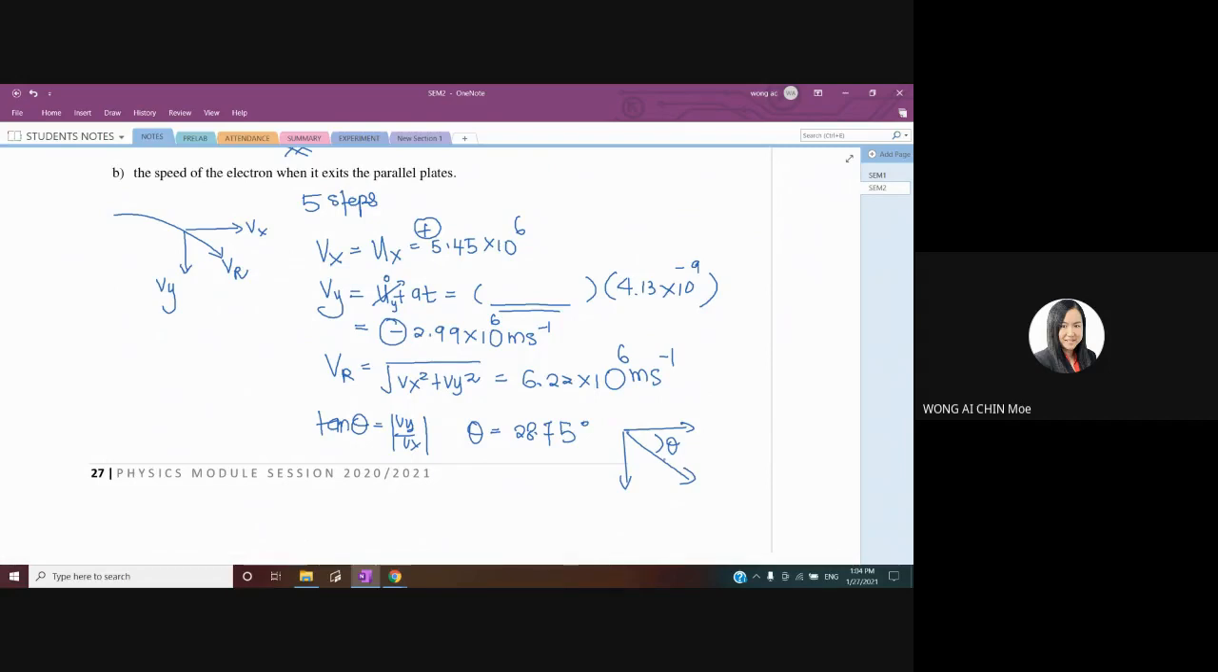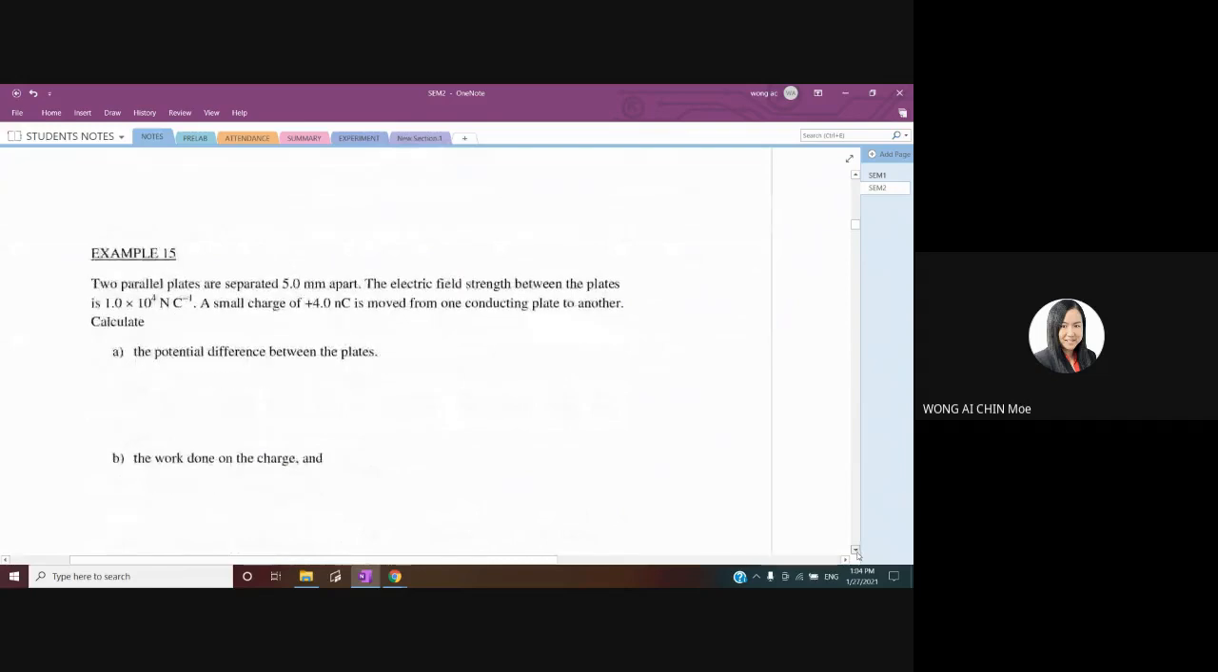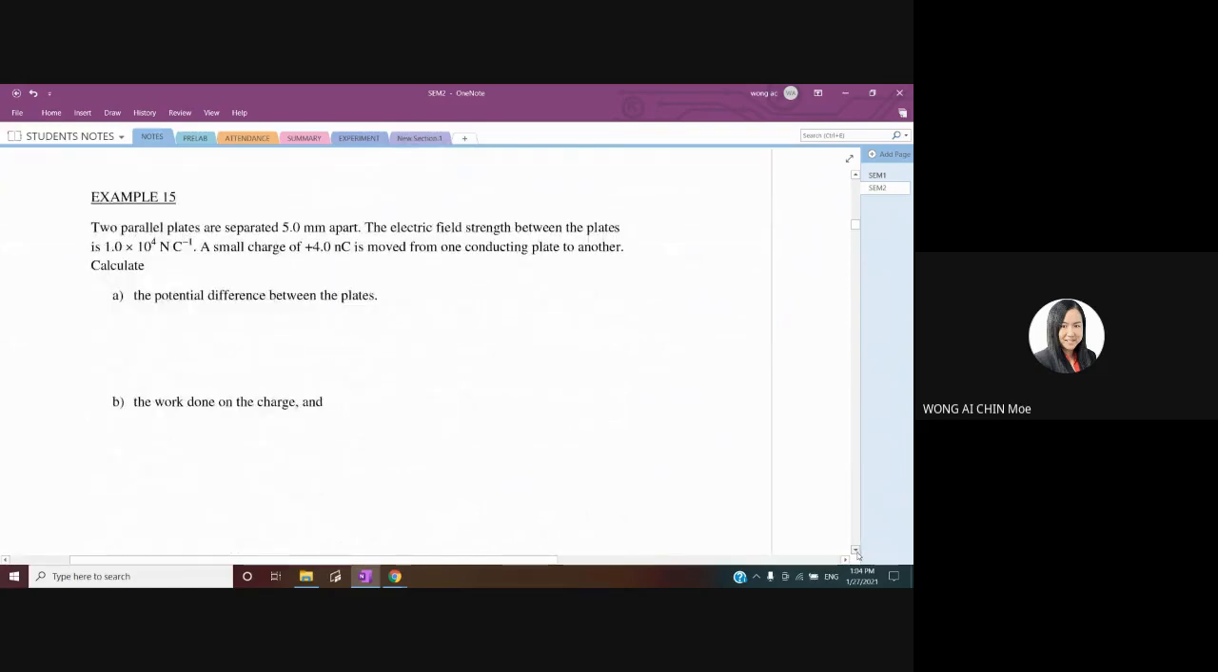So this is example number 14. That's all for this subtopic 1.4. Example 15 is your homework.